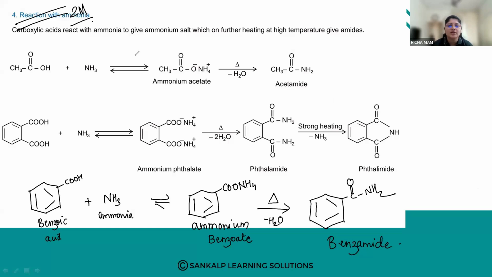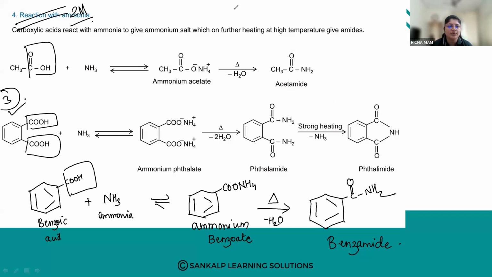Now here, this is with respect to one carboxylic acid, right? Now in this reaction, the third example, you can see there are two carboxylic groups. So for two carboxylic groups, you require 2 moles of ammonia, so that at each side they will form an ammonium ion.